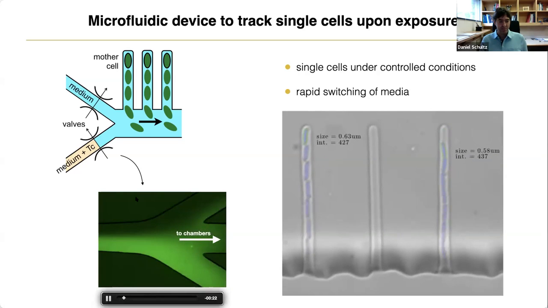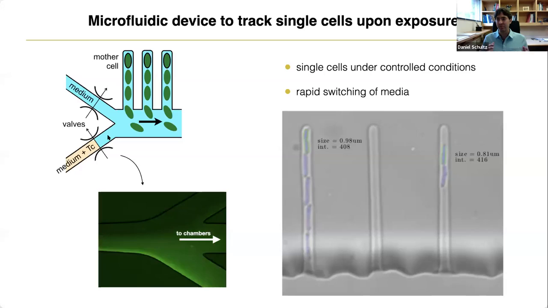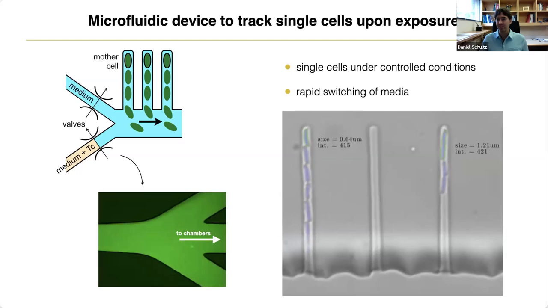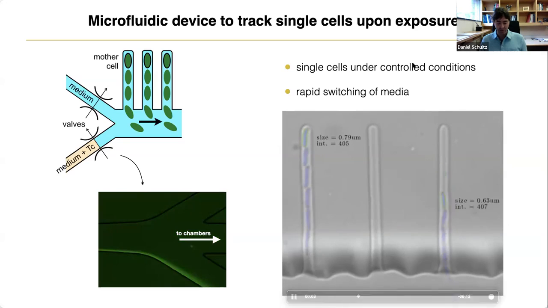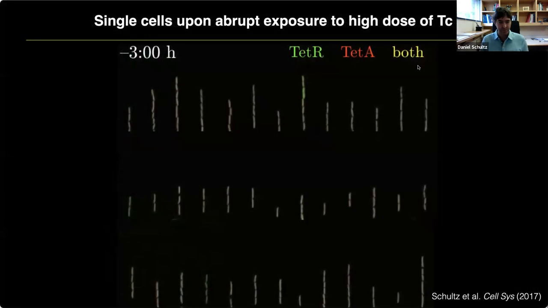We have a valving layer here where we can switch between different media. So the idea here is that we're going to grow these cells on fresh medium for a while until they stabilize, and then we're going to hit them with drug and see what happens. And we can measure gene expression and cell growth as we do that.